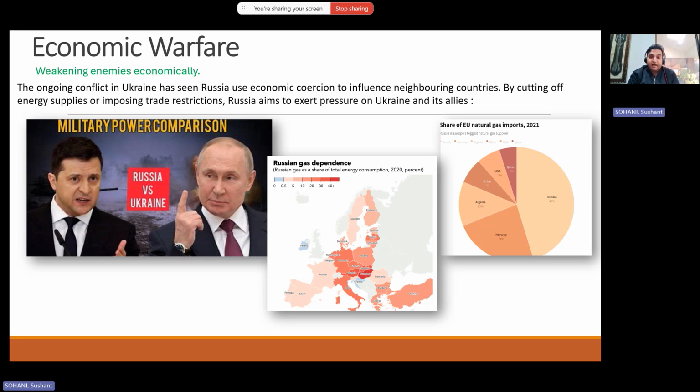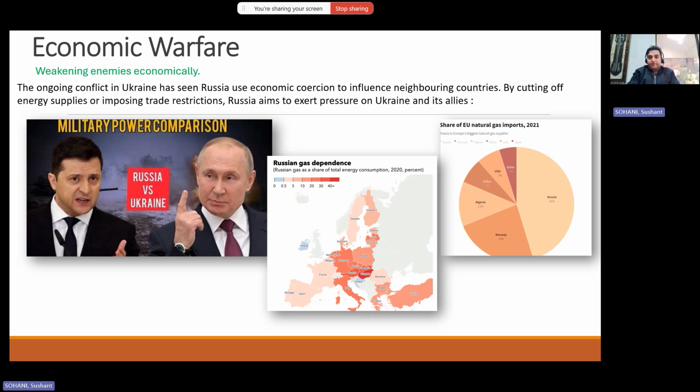So who is at a loss? European countries, and they are doing it just for the sake of being in the alliance with the United States, the NATO alliance. Their economies are already struggling, especially Germany, Italy, France, Spain, and because of this conflict they are going down and down. So these are a couple of examples of economic warfare.